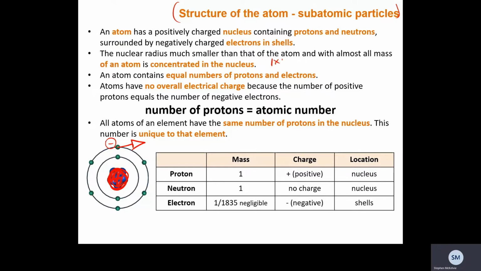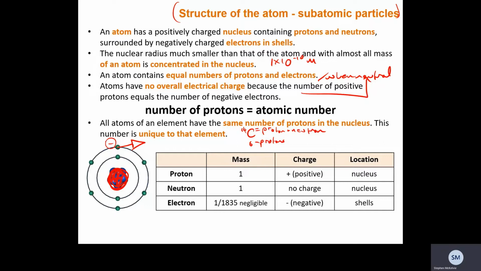It's 1 times 10 to the minus 10 meters, with almost all mass of an atom concentrated in the nucleus. An atom contains equal numbers of protons and electrons when neutral. Otherwise, it's an ion. Atoms have no overall electric charge because the number of positive protons equals the number of negative electrons when neutral. Number of protons equals the atomic number. So if I have carbon 6 14, then the number of protons is equal to 6. The number of neutrons can be found by taking away the number of protons from the mass number, because the mass number is the number of protons plus neutrons.